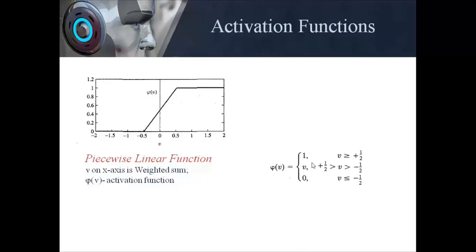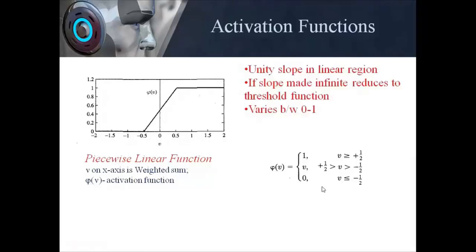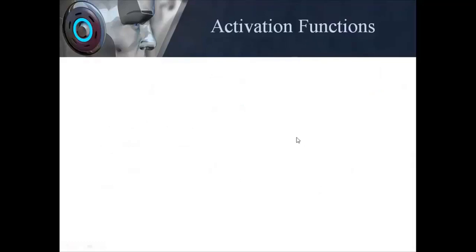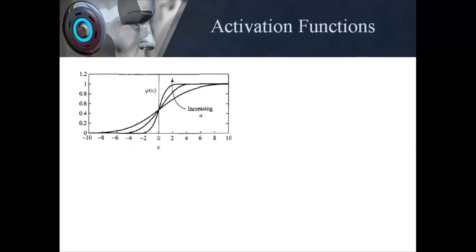It is going to be 1 if the value is more than 0.5. If the value is between minus 0.5 and plus 0.5, it is going to be linear with the value of the input, and if it is less than minus 0.5, the value is going to be 0. So it has a unity slope in this region, and the output is again limited to -1 and 1.